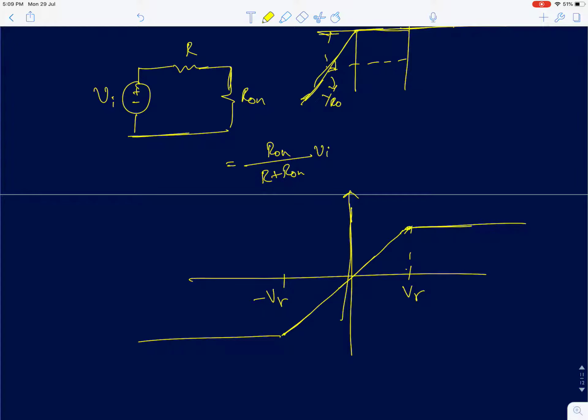Now when you include a finite R on, the gain here is going to change. That's the only difference. Initially the gain was 1. Now since R on will be much smaller than R normally, the gain is going to be very small, which is shown in this graph. So it's a different gain. Here the gain is 1, and here the slope is R on by R plus R on. That's the main difference.